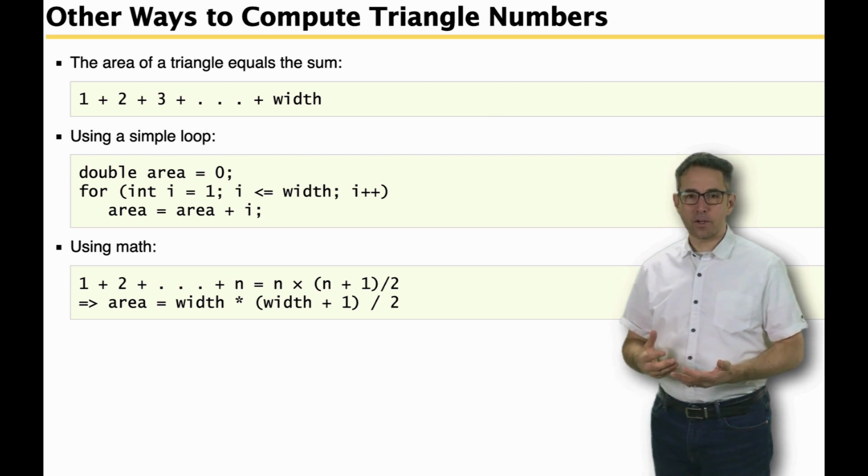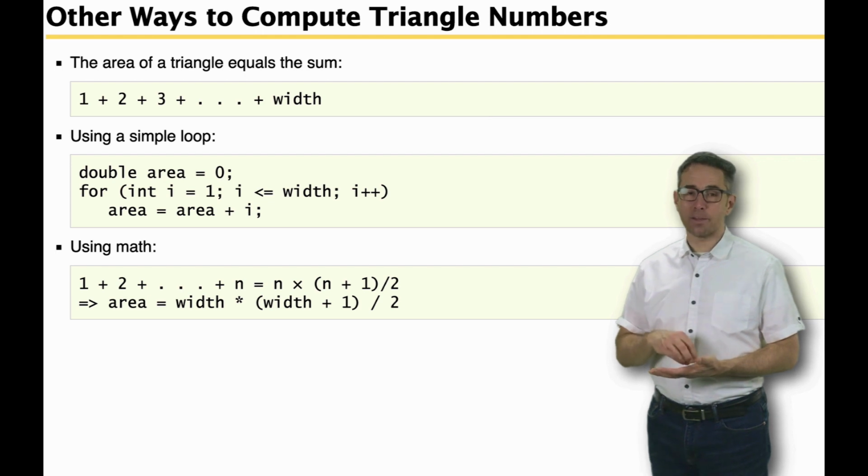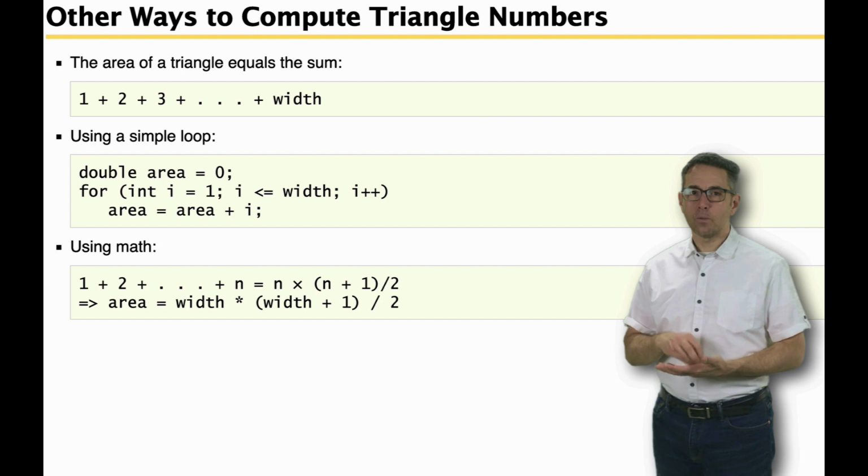And in this case, of course, the most efficient thing to do would be to use math, because regardless of the width of the triangle whose area we care about, it's always going to be a constant amount of work. Whereas the loop is going to be order n, where n is the width of our triangle, and the same with the recursive call as well. We can't always find a closed form mathematical solution to problems we care about.